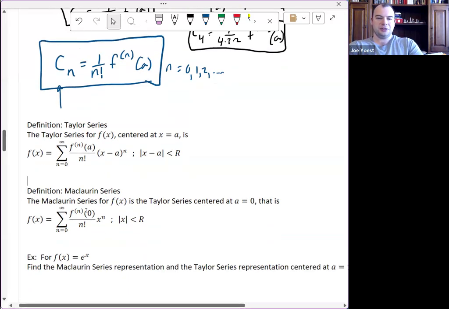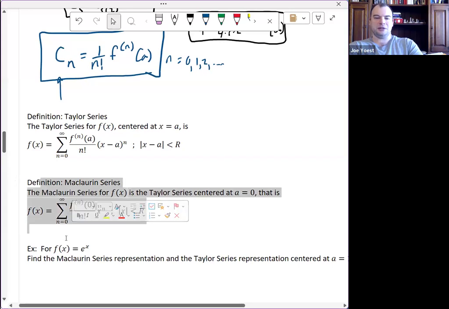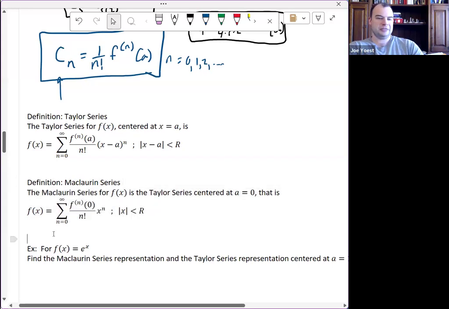The MacLaurin series is really just the Taylor series centered at 0. So that's what the MacLaurin series is. You just plug in a equals 0 up here, and we get f of x equals the sum from n equals 0 to infinity of the nth derivative of f at 0 over n factorial times x to the n, x minus 0 to the n, where the absolute value of x is less than r. So MacLaurin series is just a Taylor series, but the special case where the center is 0.